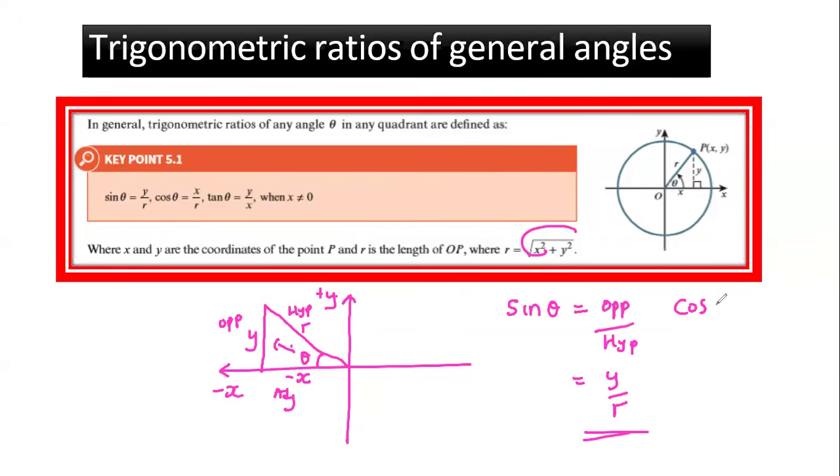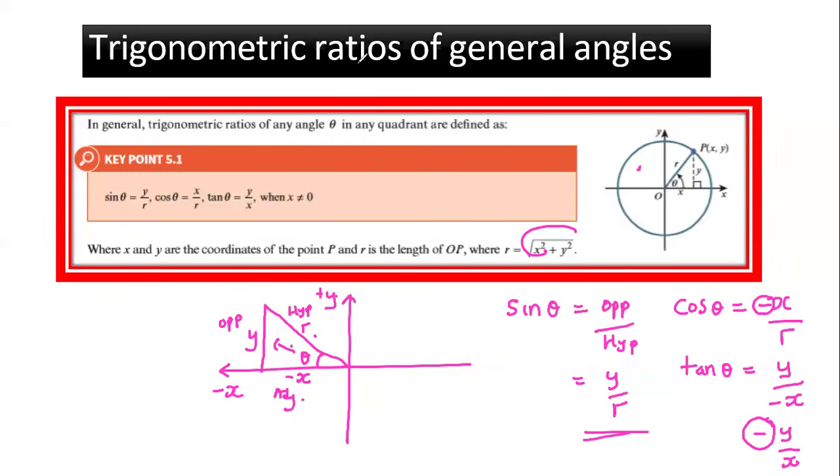When it comes to cos of theta, cos is given by adjacent out of the hypotenuse, which is r. So you notice that cos is negative. The answer you get is negative. That's why in the second quadrant, we always say that cos is negative. When it comes to tan, you know that tan of theta is given by opposite, which is y, out of adjacent, which is negative x. So the answer you remain with here is negative y out of x. That's why we always say that tan is negative in this quadrant.